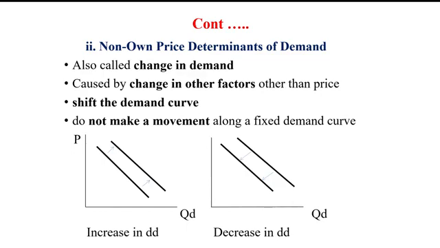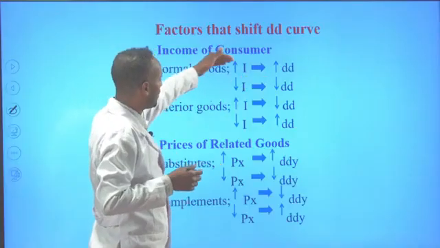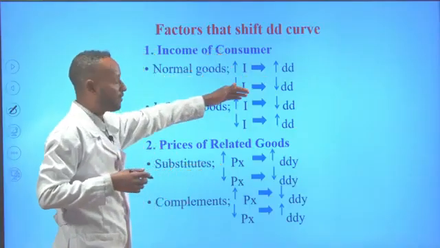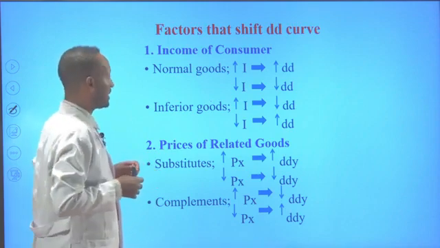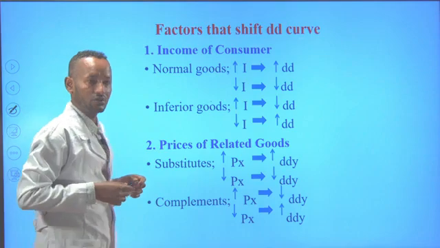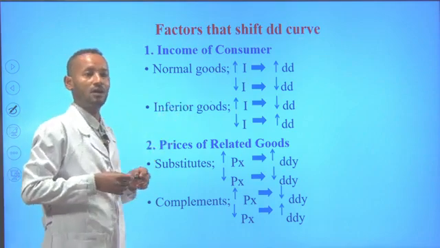First of all, in terms of income of consumers, we can classify goods into two called normal goods and inferior goods. Normal goods are those goods whose income effect is positive. That means as the income of a consumer increases, the demand for normal goods will increase, and as the income of a consumer declines, the demand for normal goods will decline. So there is a direct relationship between the changes in the income of consumers and the demand for normal goods.